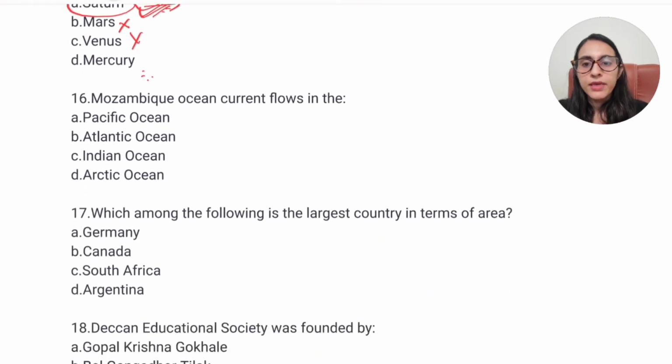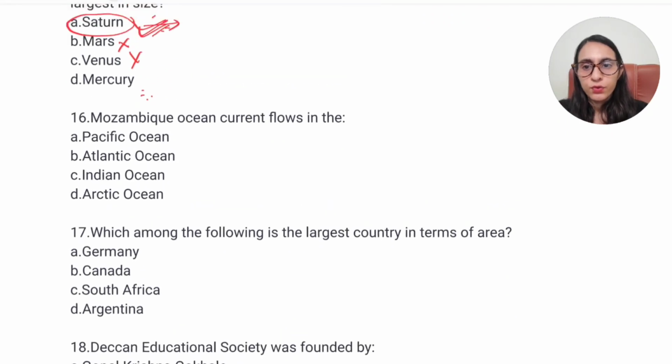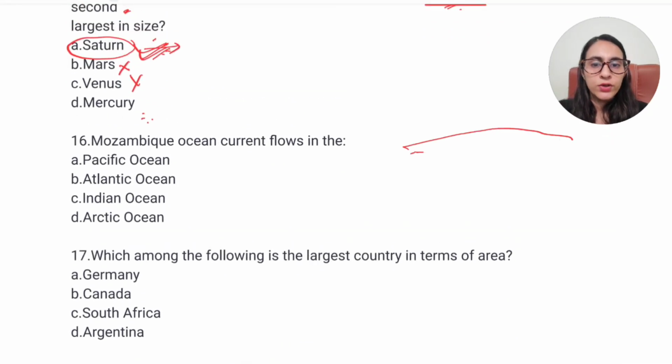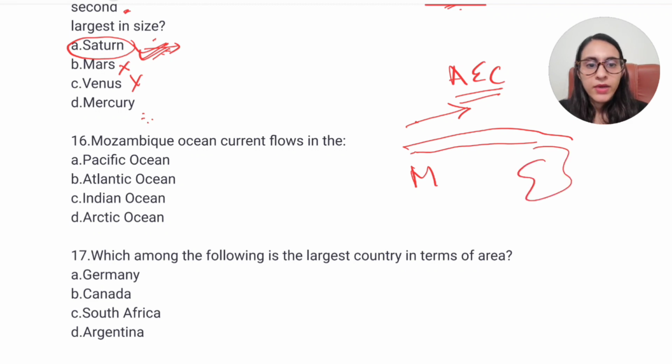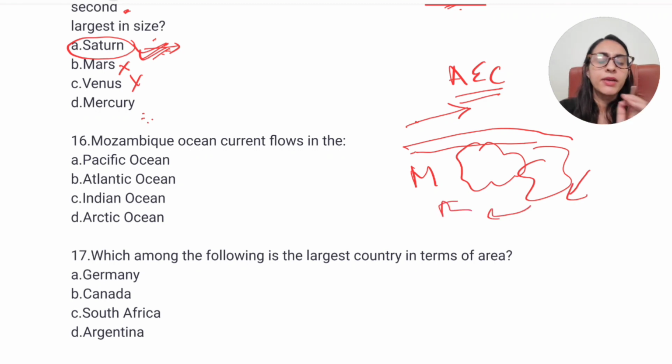Coming to the next question, which ocean current does the Mozambique current flow? Mozambique current is a warm water surface current. It is present in the Indian Ocean, and it flows south along the African east coast in the Mozambique channel, between Mozambique and the island of Madagascar. So if this is South Africa, then we have this current flowing along the African east coast in the Mozambique channel, between Mozambique and the island of Madagascar.